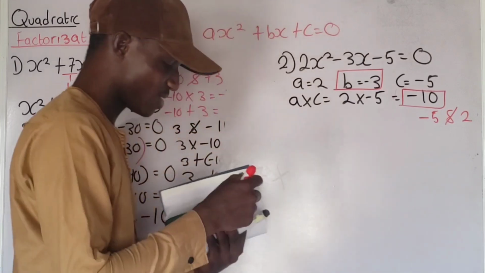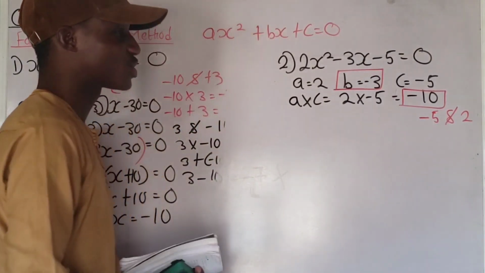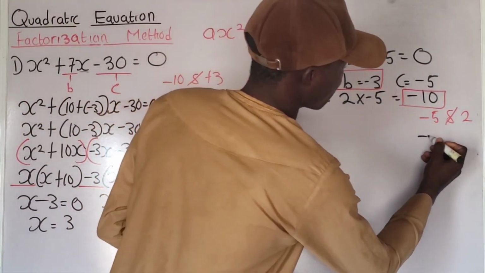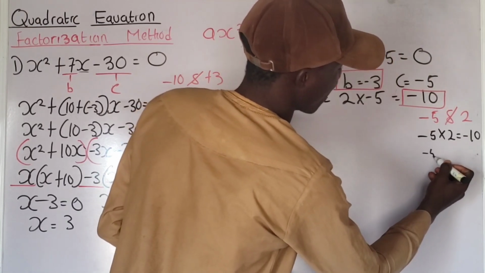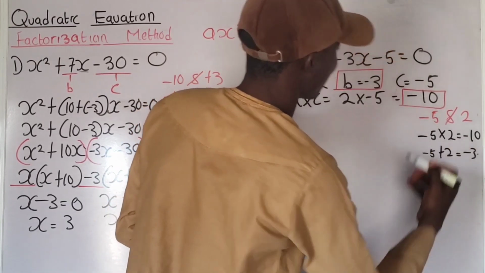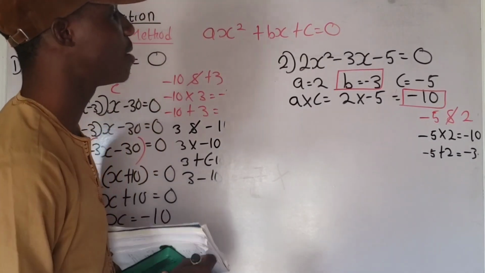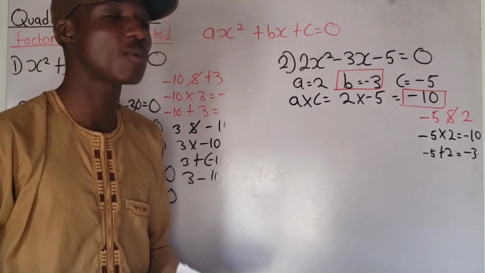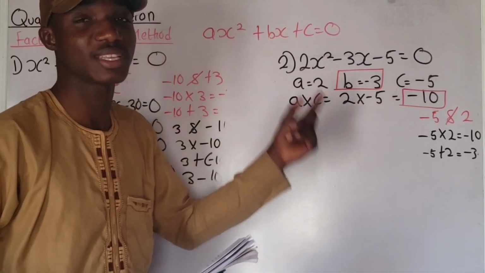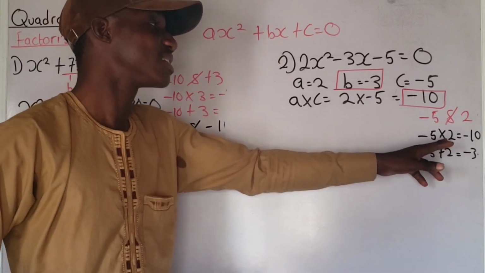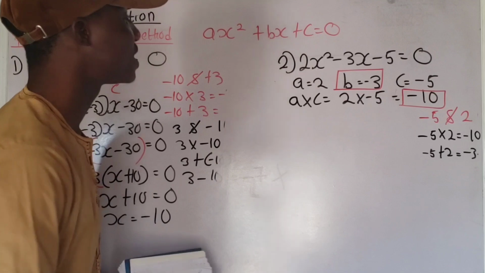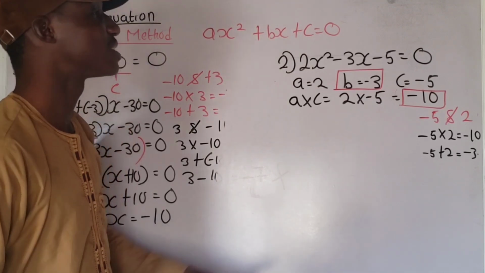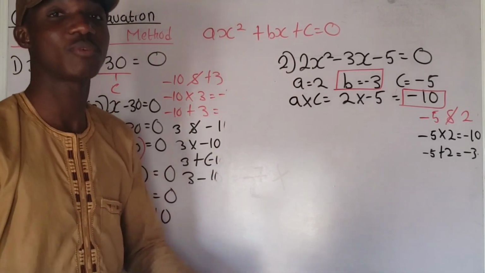You understand? Okay? Let us check. Minus 5 times 2 is negative 10. Correct. Minus 5 plus 2 is negative 3. Correct. Hence, the numbers whose product and sum are negative 10 and negative 3 respectively are negative 5 and 2. Do you understand? Now, the next step is that we are going to replace the second term in our quadratic equation by the sum of these two numbers.